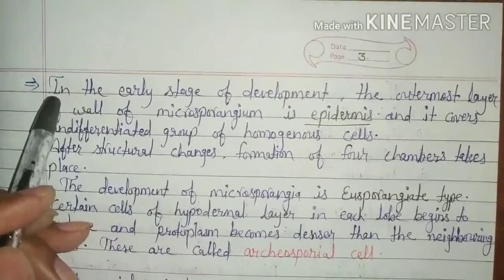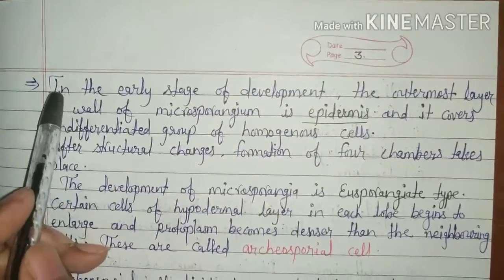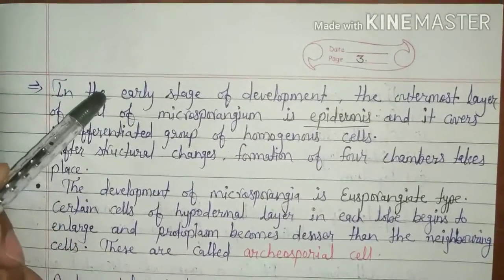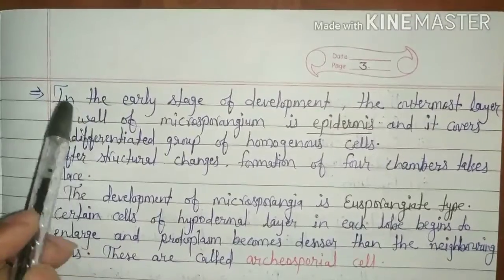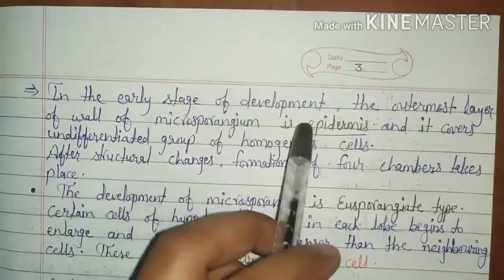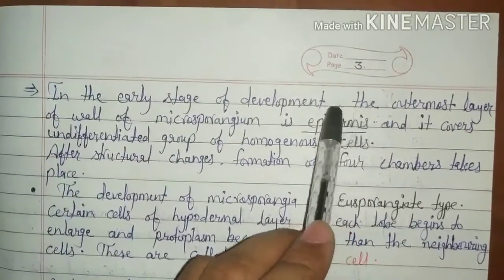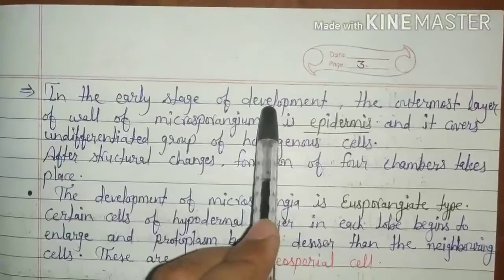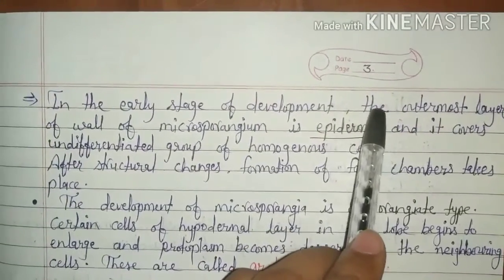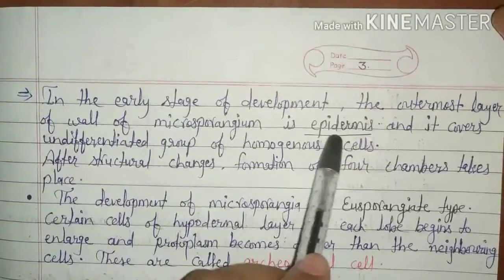Now we will talk about the development of the microsporangium. In the early stage of development of the microsporangium, from the microsporophyll leaves of the plant, the outermost layer of the wall of the microsporangium is called the epidermis.